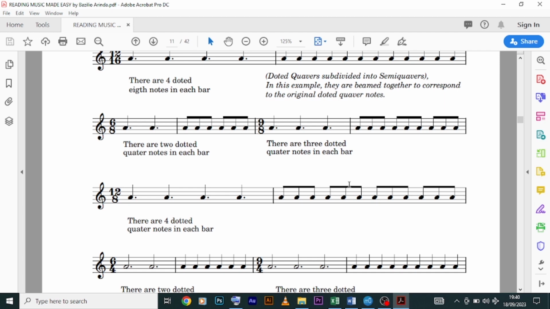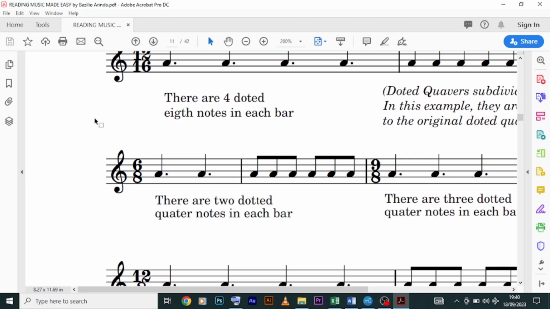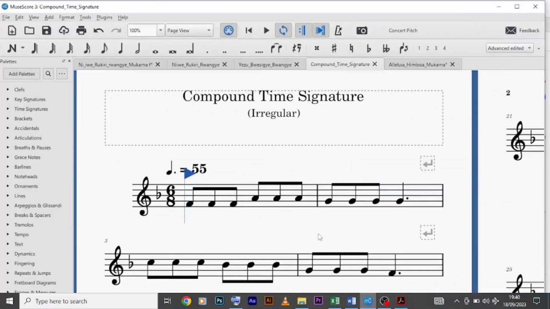So in total, the bar has 6 eighth notes: 1, 2, 3, 4, 5, 6. So this becomes 6 eighth notes. I hope we can see it clearly and you can understand what it means. I want us to take an example such that we understand well.